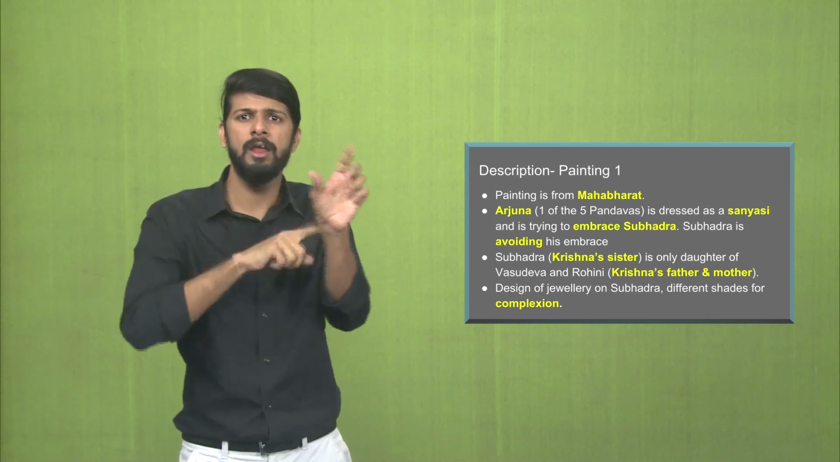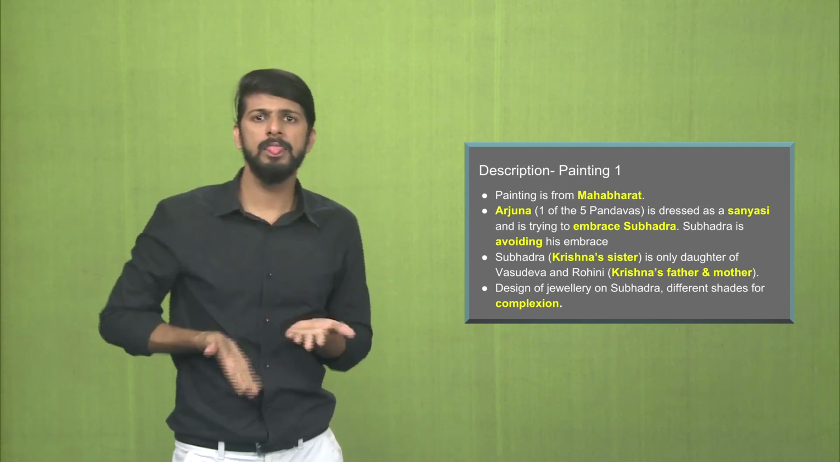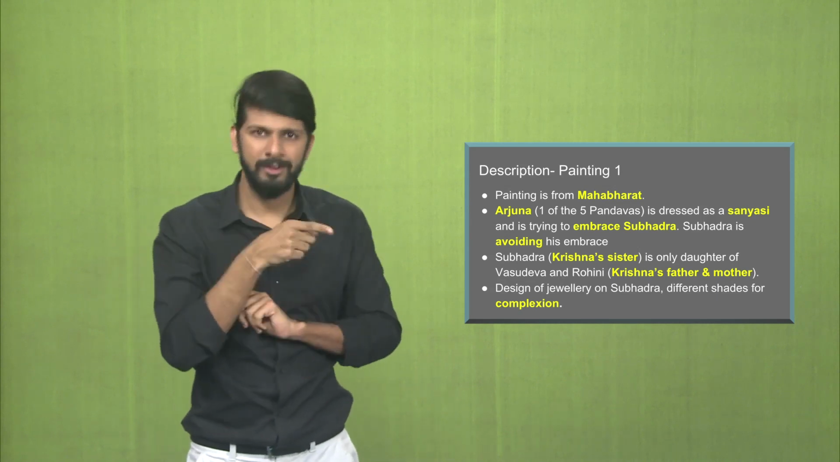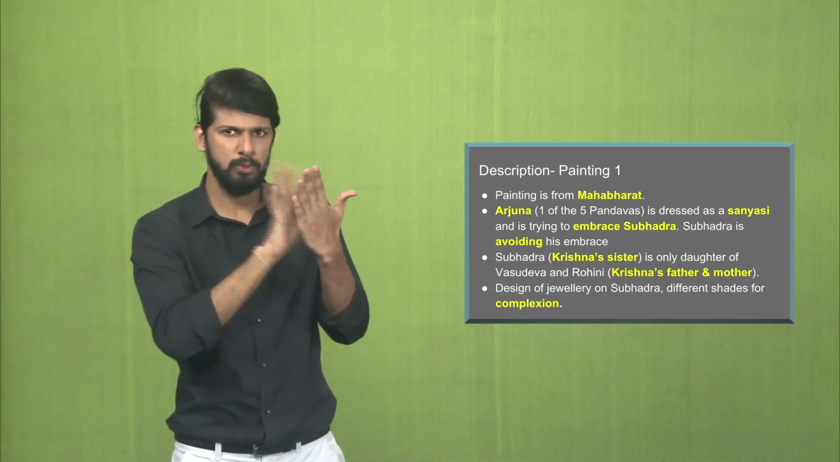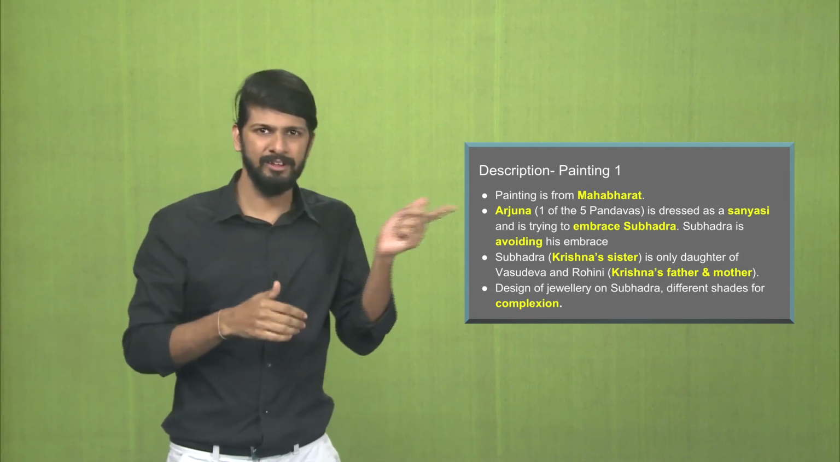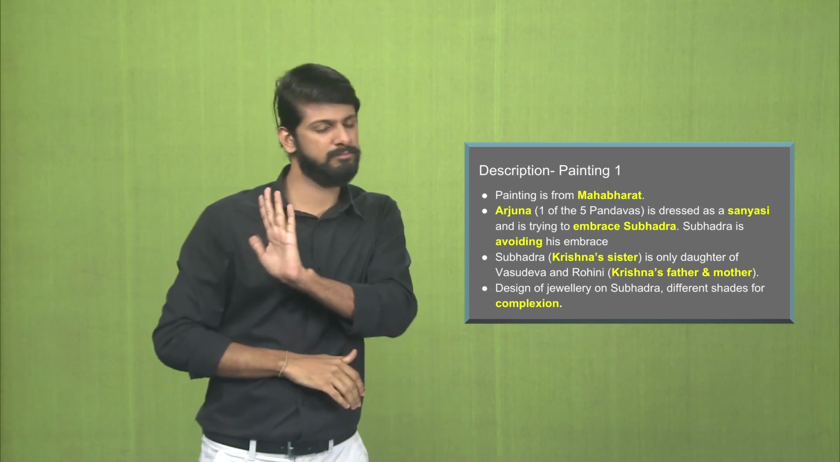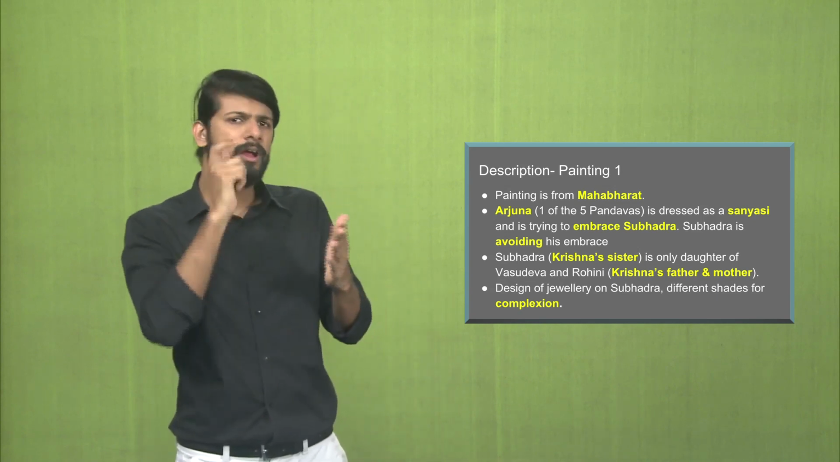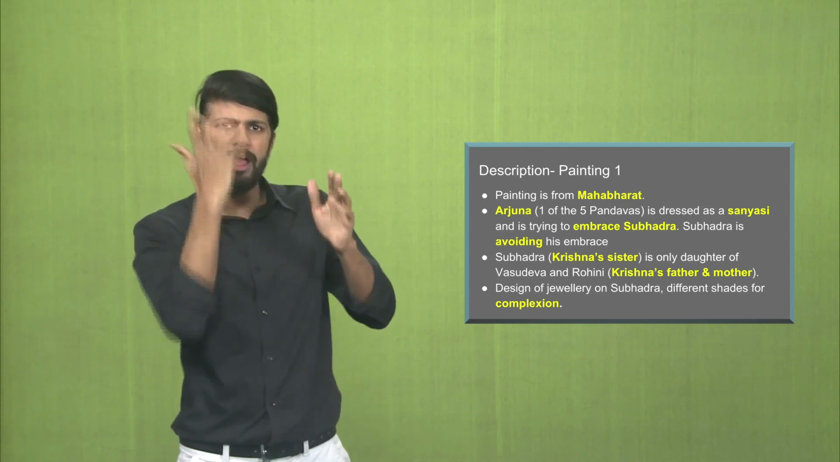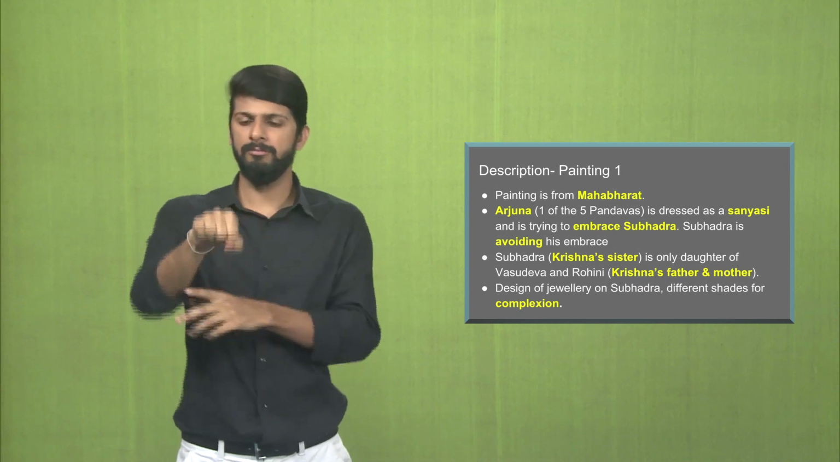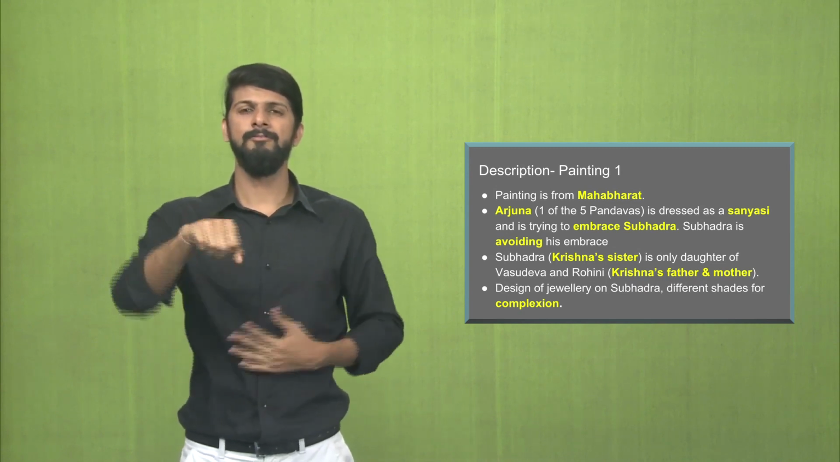He is dressed as a sannyasi. He is actually a king, but in this picture he is depicted as a sannyasi who is trying to embrace Subhadra, and Subhadra is avoiding his embrace. So, here in this picture, Arjuna is dressed as a sannyasi.